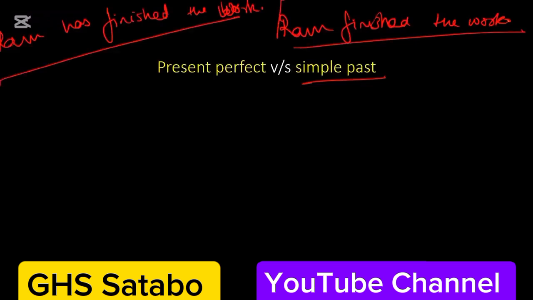The first thing that you can look at here is the usage of the helping verb and the main verb. In present perfect tense, you have a helping verb, has, and finished as the main verb. In simple past, you only have a main verb in the ed form. So that is one way we can identify whether this is present perfect tense or simple past tense. I hope this is making sense to all of you. So let's understand more differences.